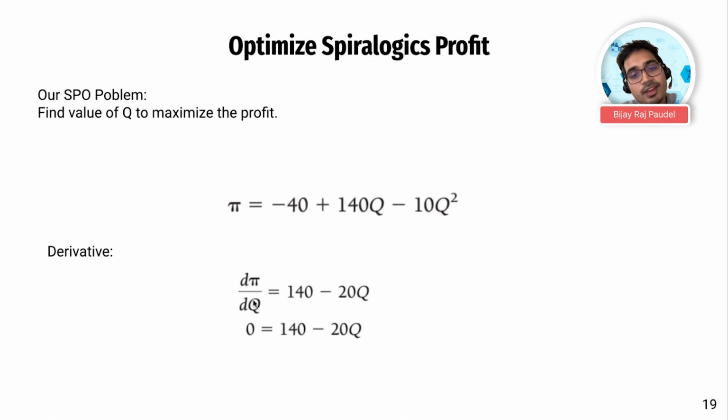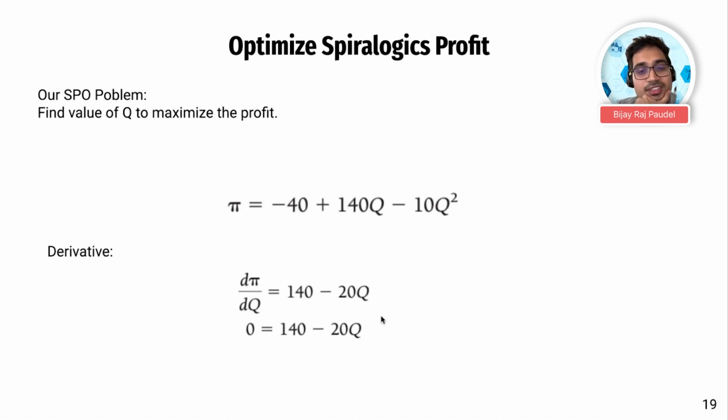To find the optimum number of teams, we just equate this derivative to 0. If you solve this, you will get the optimum q to maximize the profit for Spiralogics, the number of teams to maximize the profit.